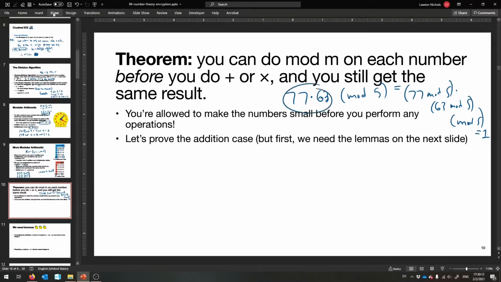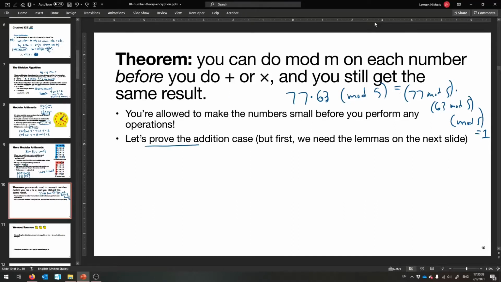So really, all this, you could just do 77 mod 5 first, times 63 mod 5, so these numbers are super small now, between 0 and 4. Multiply those, then do mod 5. It's still the same answer, 1. So let me prove to you that you can do this, and it saves you a lot of time and effort and like space in your computer even. Let's prove it for addition.